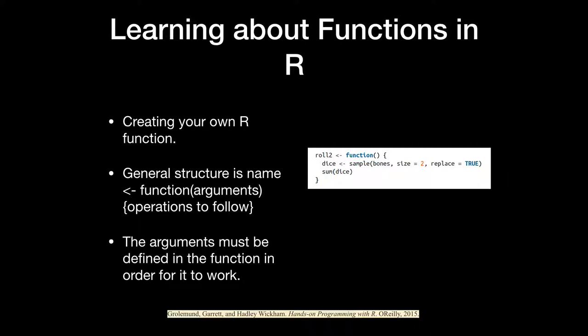So the general structure is you're going to have the name, an arrow pointing to the name, so you're going to be creating an object. You're going to use the notation function, open and close brackets. This is where you add your arguments or the variables that you're going to have to pass in for it to operate. And then within the curly brackets, it's going to be the series of instructions or the operations to follow. The arguments must be defined in the function in order for it to work. Sometimes you're going to have arguments that are passed, sometimes there's not going to be a requirement and they're just going to serve a very simple task.